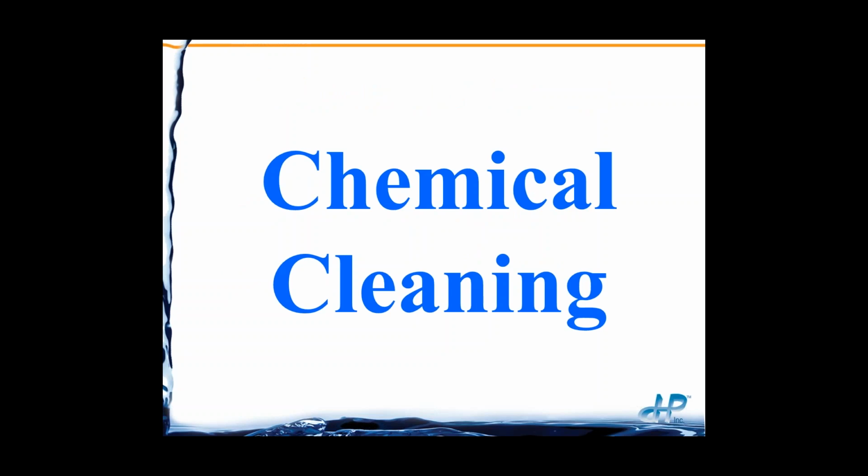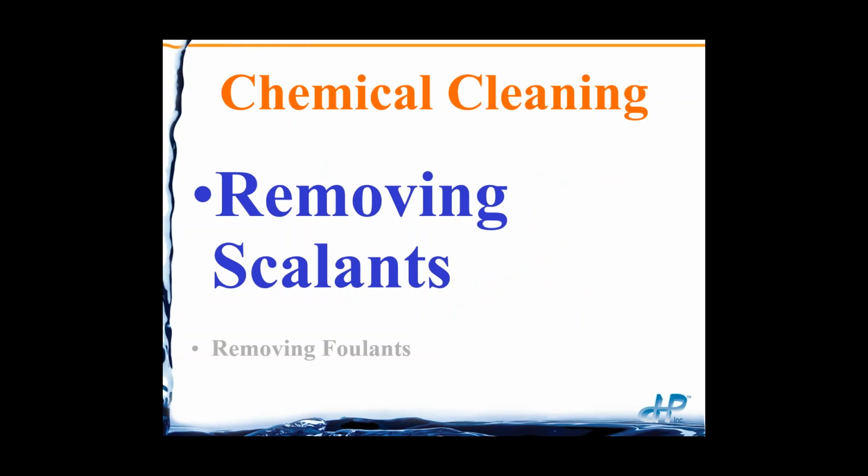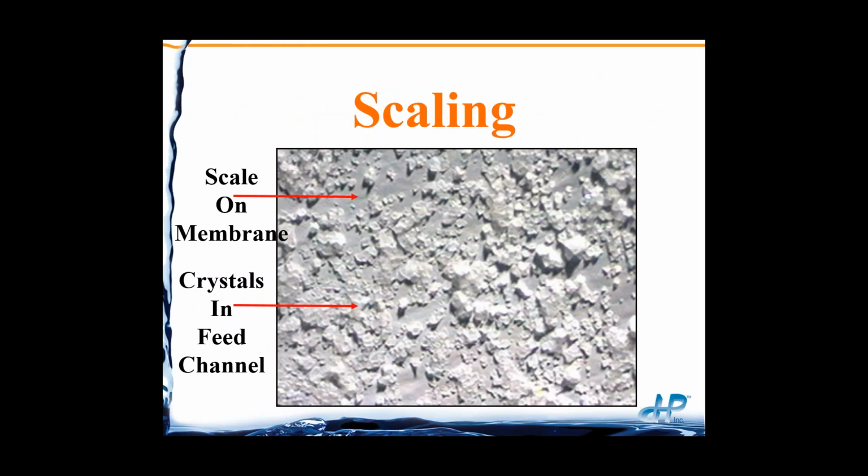All right, let's go over some general information on chemical cleaning. So we're cleaning to remove scalants and foulants. One of the problems that RO units can experience, which is membrane damage, is not amenable to chemical cleaning. So we're only going to be talking about cleaning scalants and foulants. So I want to do the common sense version of how to remove scalants.